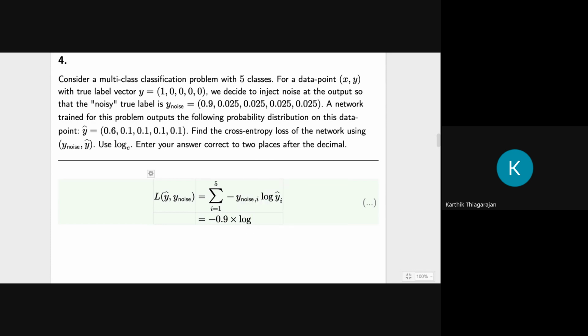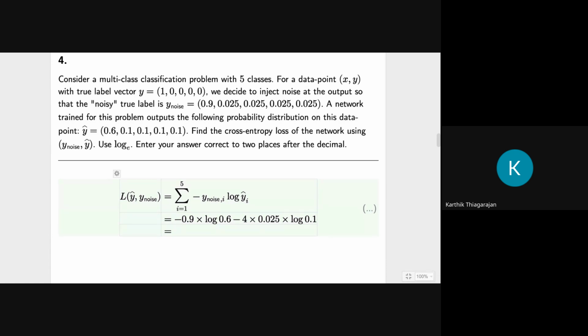log 0.6, right, to the base e. And then you have 4 terms which are identical. So you have 4 into 0.025 log 0.1. Okay, so this turns out to be, I think, 0.64. I don't remember exactly. Yeah, 0.69. So this is approximately 0.69.